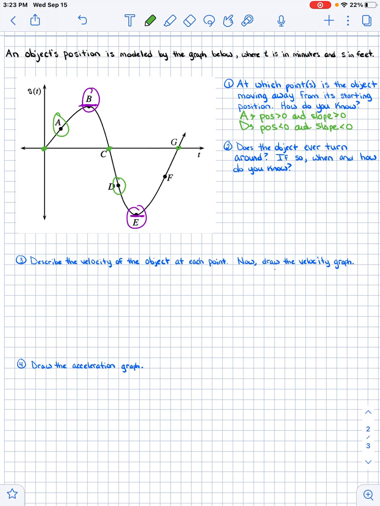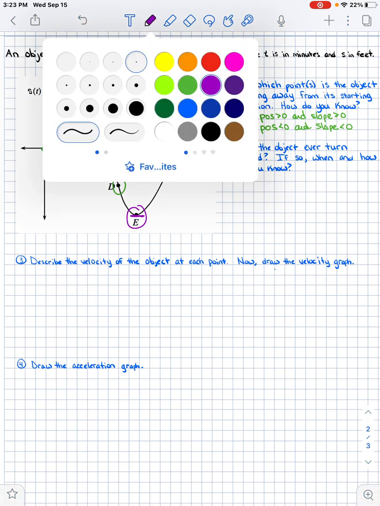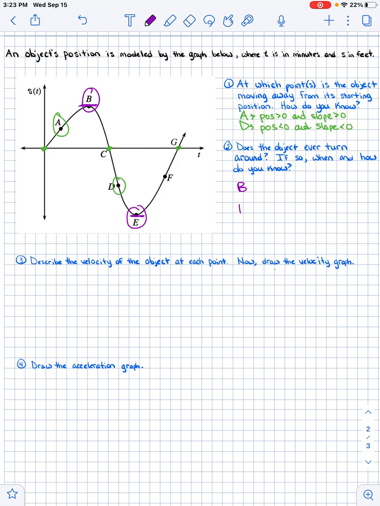A little bit tricky. Does the object turn around? Yes. And those were at 2 different places. We knew that was at B and at E. There are 2 ways we can talk about that. At B, we can say the slope is equal to 0 and changed from positive to negative. So that's how we knew for sure it turned around. And then at point E, the slope is equal to 0 and changed from negative to positive.